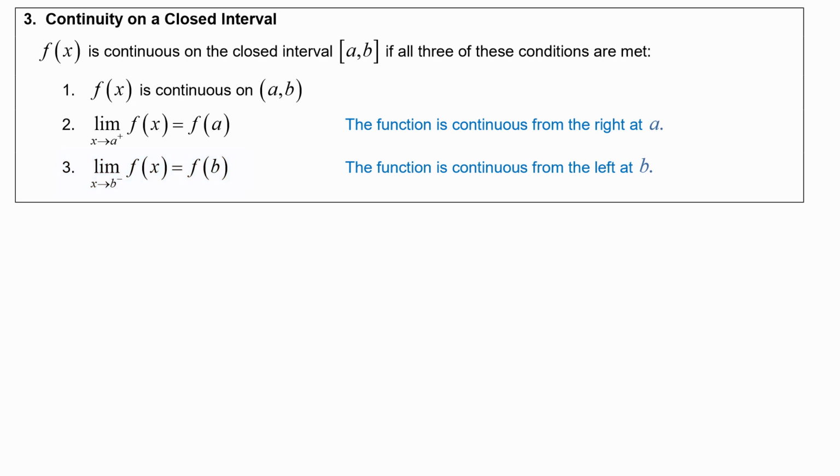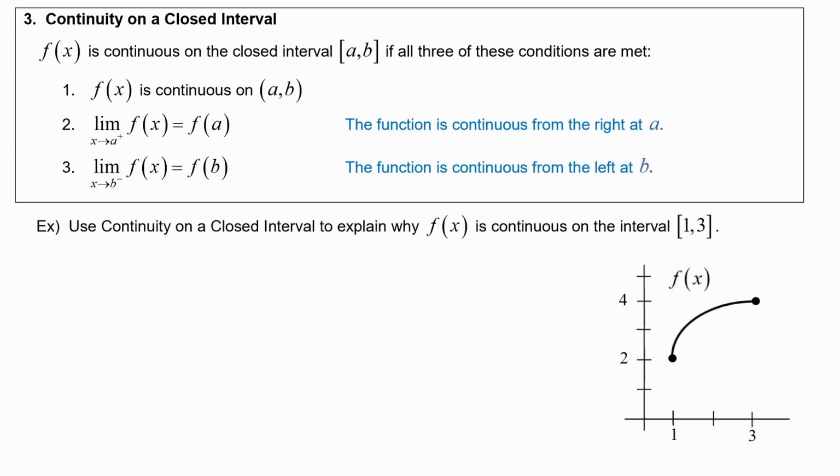I think looking at an example will help you understand how this works. Here, we have to use continuity on a closed interval to explain why f of x is continuous on the closed interval from 1 to 3. So let's walk through these 3 steps. First, we have to decide if f of x will be continuous on the open interval, in our case, from 1 to 3.